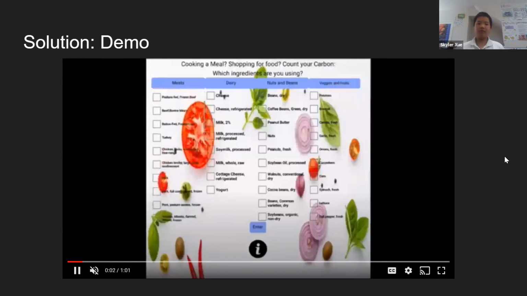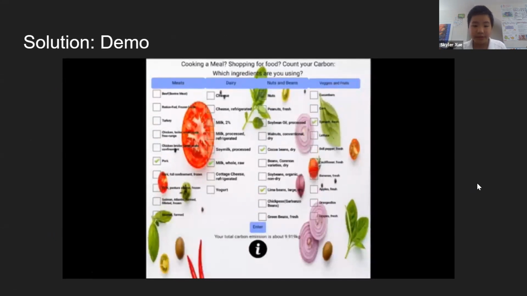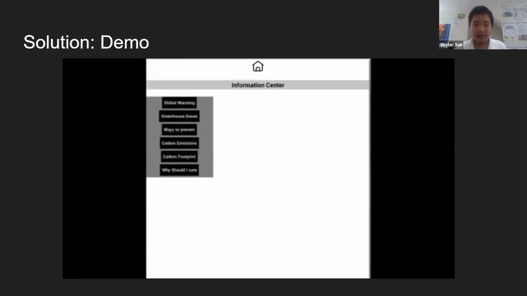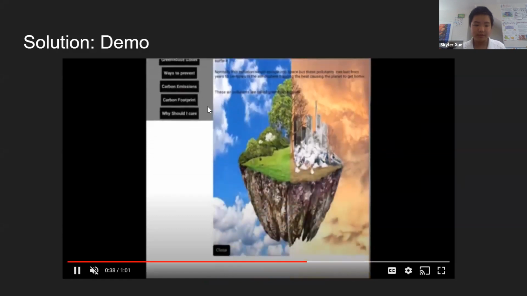Okay, so the demo shows the user checking boxes. First it checks boxes in the meat section, then it checks boxes in dairy, nuts and beans, and veggies and fruits, and then it gives you the carbon emission. And when you uncheck boxes, the carbon emission would intuitively be lower. So here he unchecked, and then you get less. And there's also an information screen. And that's all I have to say here.